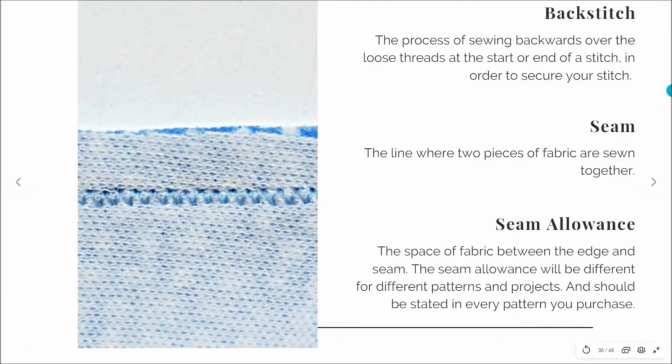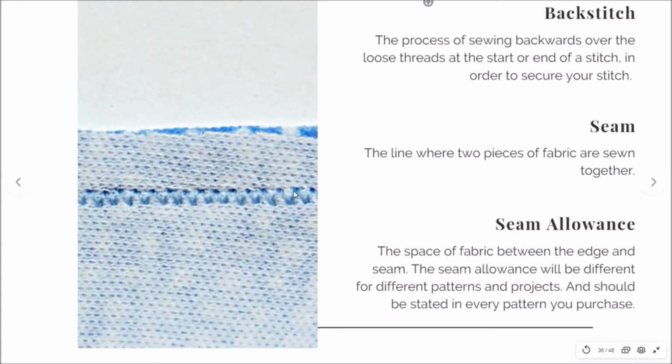Backstitch is the process of sewing backwards over loose threads at the start or end of a stitch, and it secures your stitch. You also do that if a thread is broken and you're restarting a stitch; you will backstitch. A seam is the line where two pieces of fabric are sewn together. So you can see there's two pieces of fabric sewn together here, and this has created a seam.